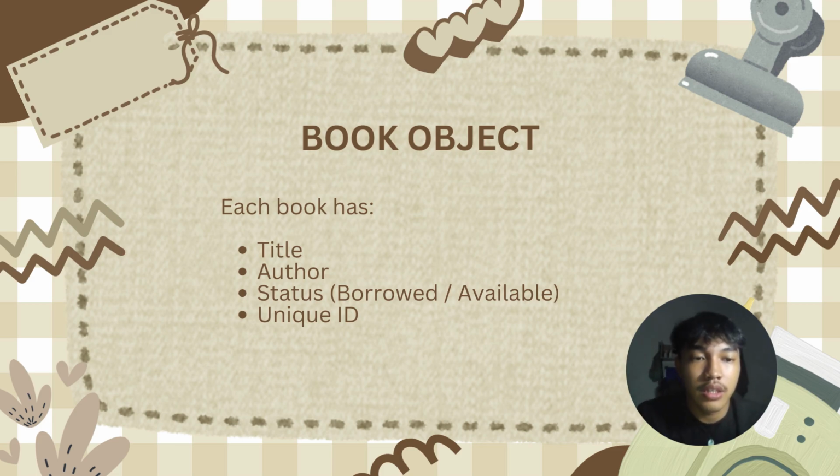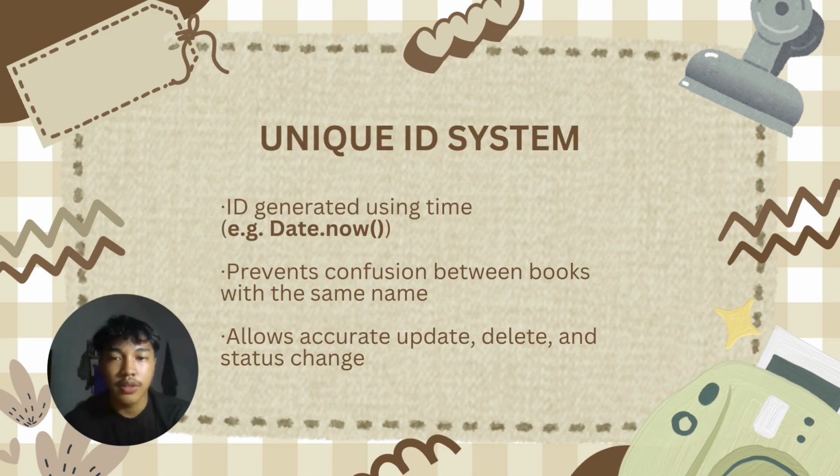and we call it a book object. So each book contains important information such as the title, the author, the borrowing status, and the unique ID like I listed. And then we proceed to the next part, which is the unique ID system.